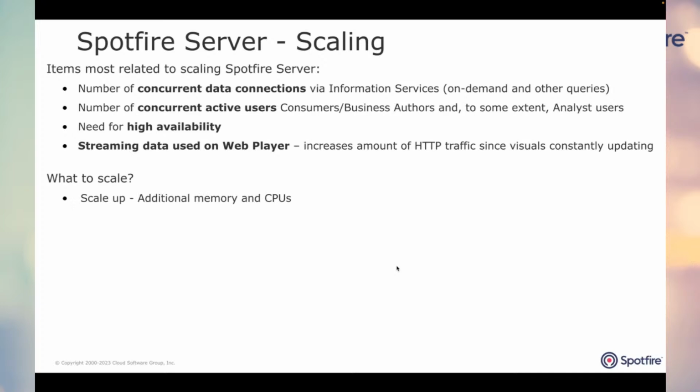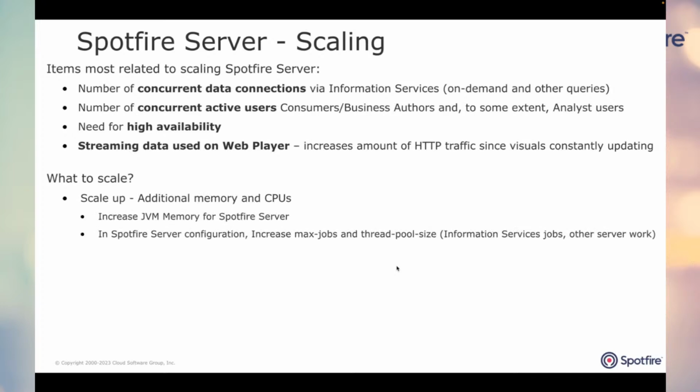Well, you can scale up additional memory and CPUs. You can increase the JVM memory. There are some backend settings, max jobs and thread pool size. There are articles about this that you can look at, but these control how many information services jobs and other server work can go on at once. Typically, if you're increasing the JVM, you can increase those as well and handle more information services and other workload at one time. You can also scale out and add additional Spotfire servers.